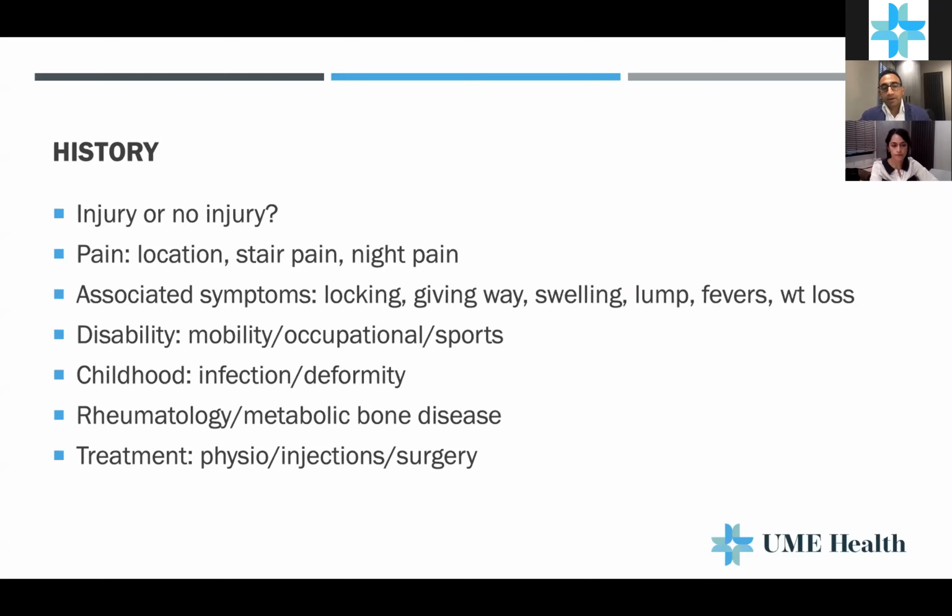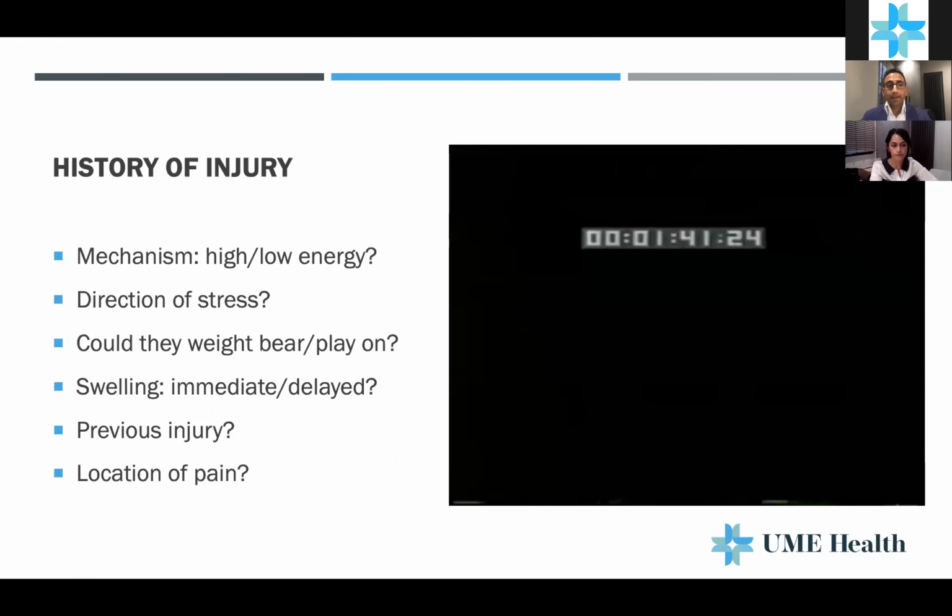And I never forget rheumatological causes. We do sometimes pick up inflammatory arthritis, HLA-B27 positive spondyloarthropathies. So it's important to try and get a history that might suggest that. And what treatments have they already had? Have they had physiotherapy? If so, what sort? Have they had injections, or have they had previous surgery?